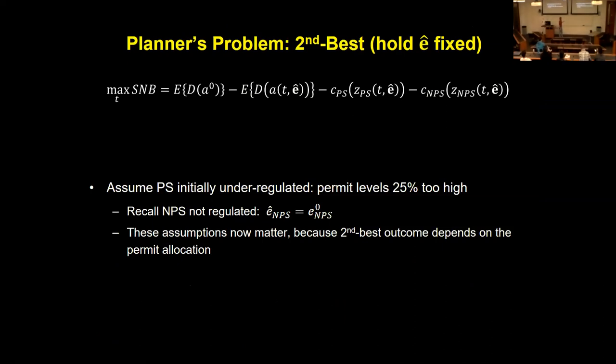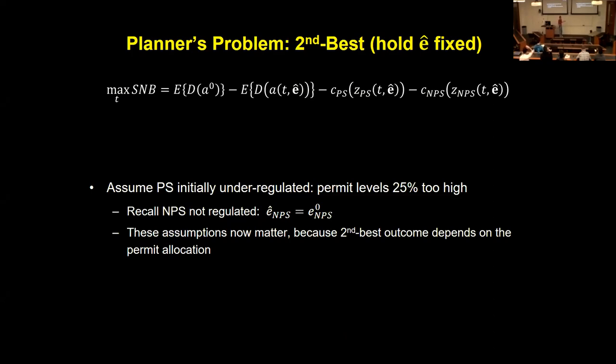Planner's problem for the second best. Now we're just going to look at t and we're going to hold e fixed at some inefficient value. I'm going to assume the point sources initially are underregulated, that the permit levels are 25% too high. Now, in practice, we think point sources are heavily underregulated. We think this whole sector is heavily underregulated, to be honest. And when I say permit levels are too high, you have to remember this permit level has to be enough to manage both the point and the non-point sources.